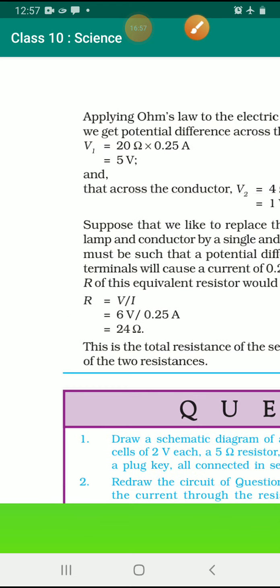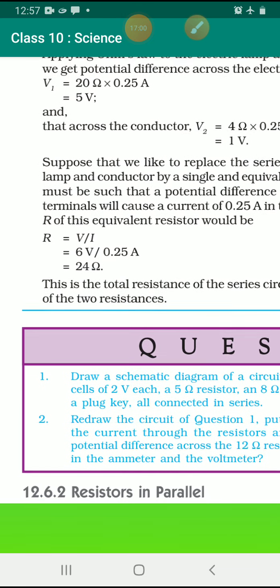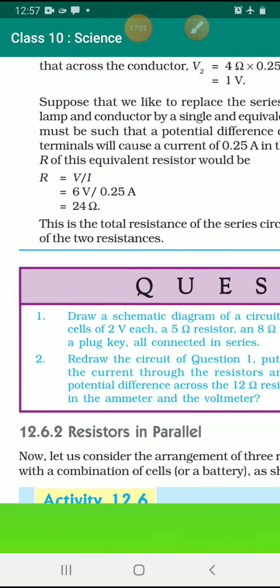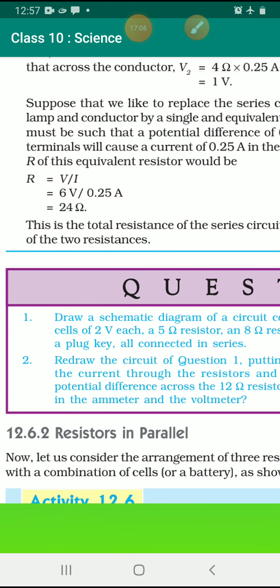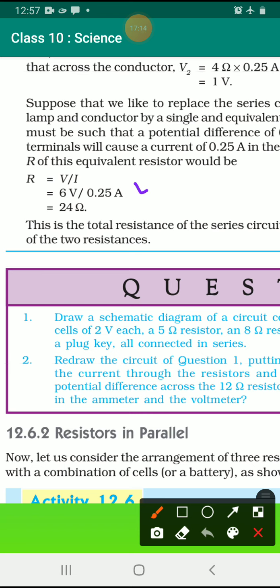Next, look here. If you want to find the resistance also, you can find that. So resistance R is equal to V by I. V is given, that is 6 volt, and I is the current we just now found out. What is the current? That is 0.25. When you substitute that, again you get the answer as 24 ohm, right? I hope you get this.